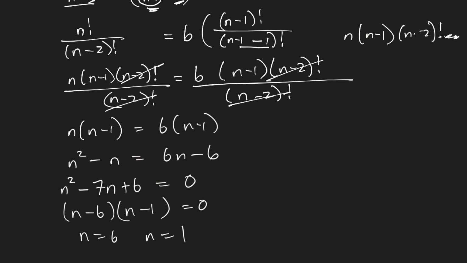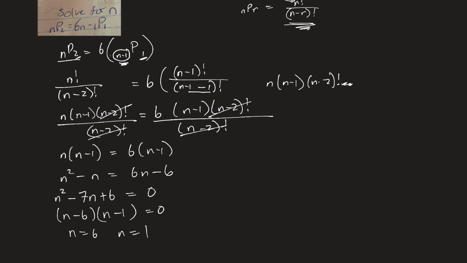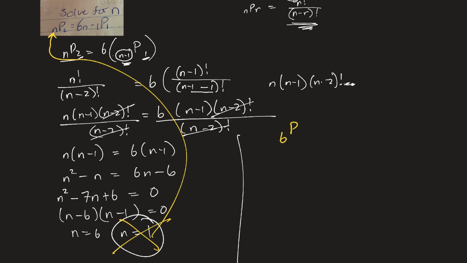I probably need to go back and check in the original question. Let me just see. If I put a 1 in right there, it doesn't make sense to have the first number smaller than the next number, so I would say 1 doesn't work. But 6 probably does. You can check that on your calculator. So go 6 pick 2, see what that comes out to, and then go 6 times (6 minus 1) pick 1, and see what that comes out to. I'm pretty sure it'll come out to the same.